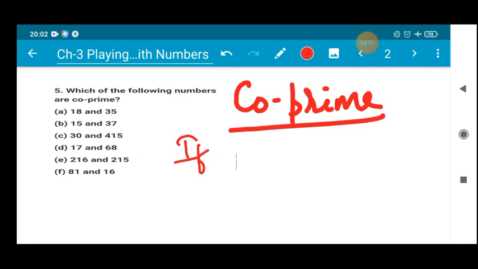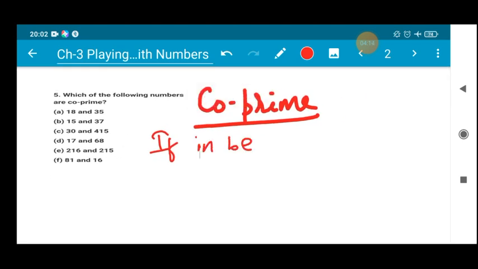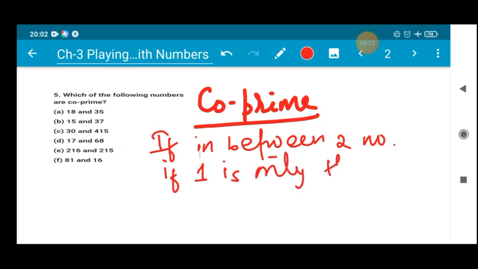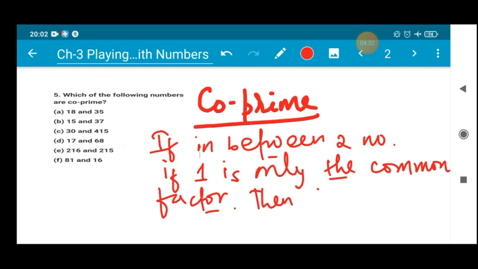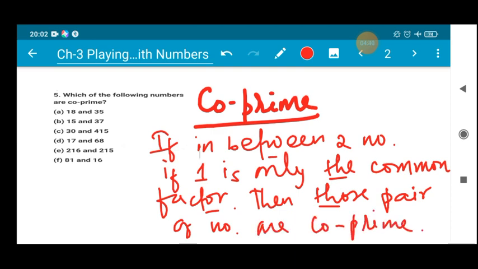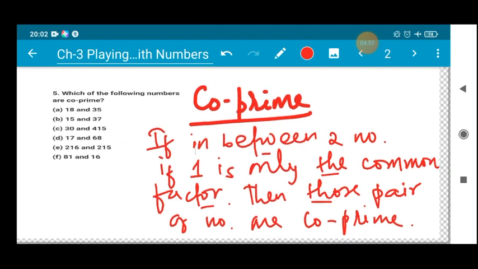If between two numbers one is the only common factor, then that pair of numbers is co-prime. Okay, is this clear? So the common factor means if you are getting HCF, the highest common factor, only one. Besides one, if you get any other number common, then that pair cannot be considered co-prime.